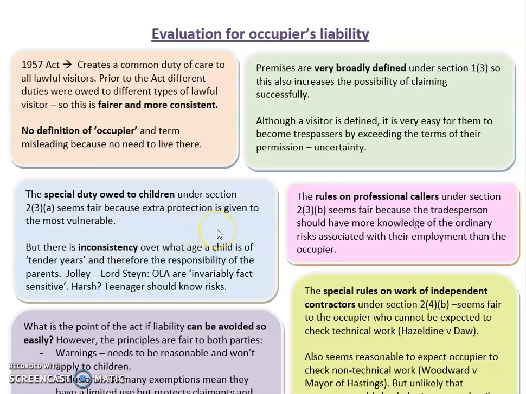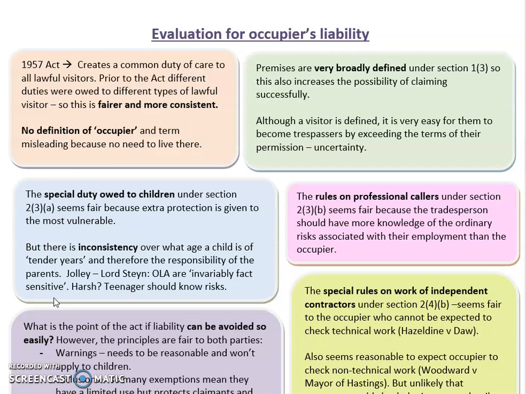And we've got this lack of certainty over what age a child is going to be classed as a child of tender years. And in the case of Jolley v Sutton, Lord Steyn famously said that cases in occupier's liability are, quote, "invariably fact sensitive." So in other words, the judge was admitting that really cases involving children are going to come down to the individual facts, which again makes it difficult to advise clients on the likely outcome of the case.